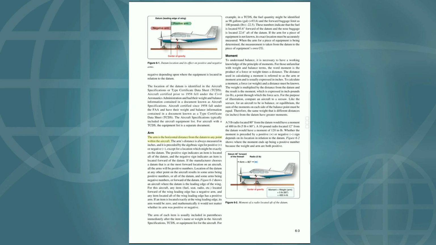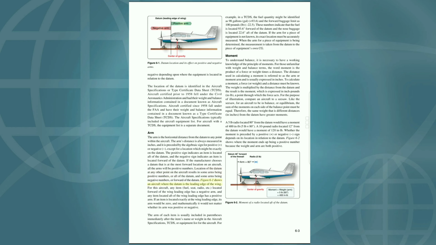Arm. The arm is the horizontal distance from the datum to any point within the aircraft. The arm's distance is always measured in inches, and it is preceded by the algebraic sign for positive, plus, or negative, dash, except for a location which might be exactly on the datum. The positive sign indicates an item is located after the datum, and the negative sign indicates an item is located forward of the datum. If the manufacturer chooses a datum that is at the most forward location on an aircraft, all the arms will be positive numbers. Location of the datum at any other point on the aircraft results in some arms being positive numbers, or after the datum, and some arms being negative numbers, or forward of the datum.